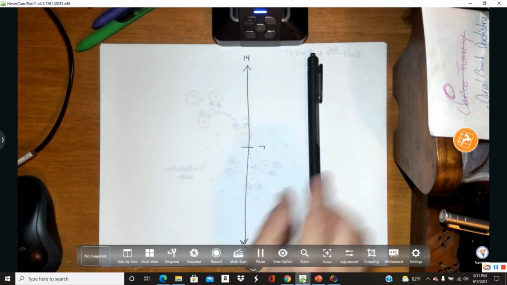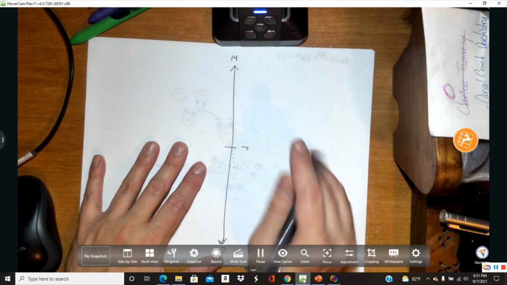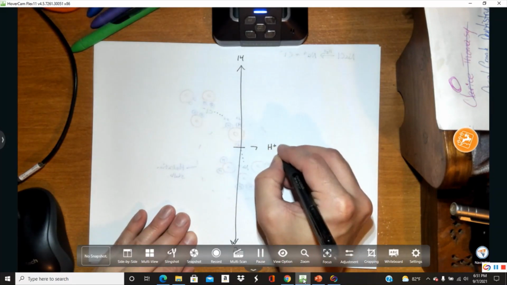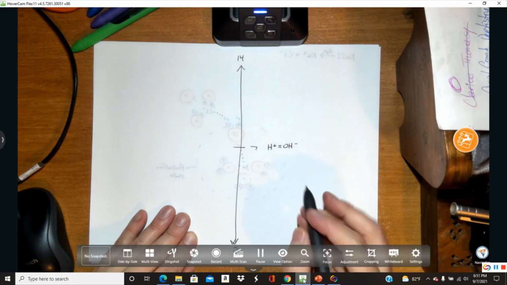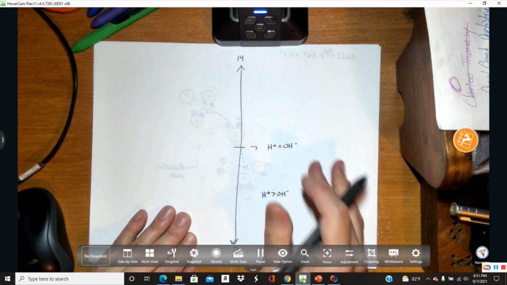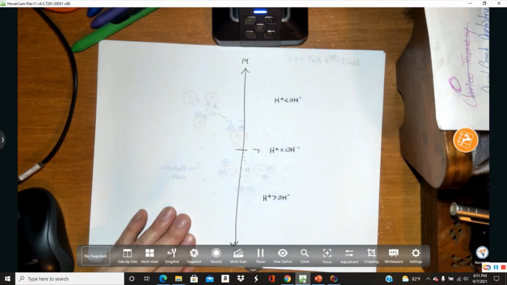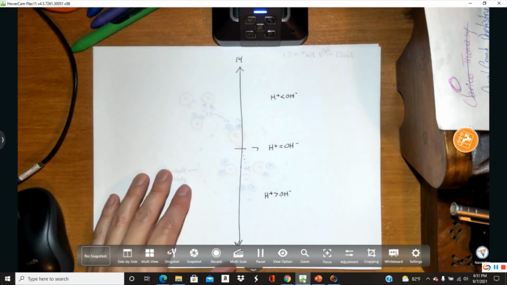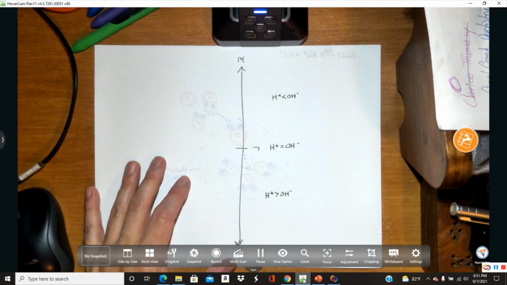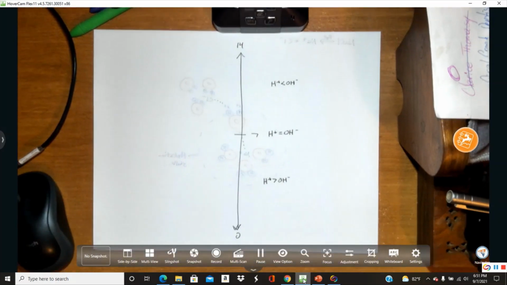First off, as I'm at 7, we're going to see H pluses equals OH minus. Below 7, we're going to see H pluses are greater than OH minus. And above 7, we're going to see H pluses are less than OH minuses. What you guys are going to see is that a change in H plus is going to be the factor to determine the pH.